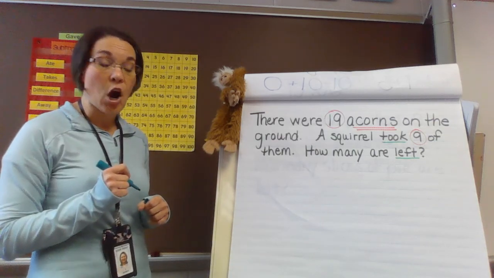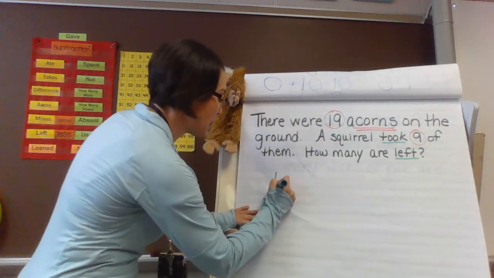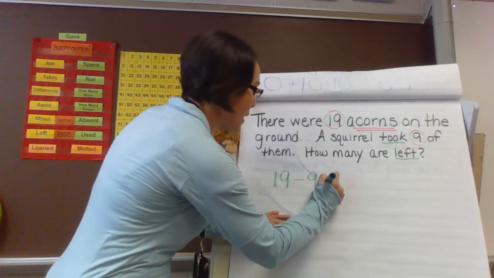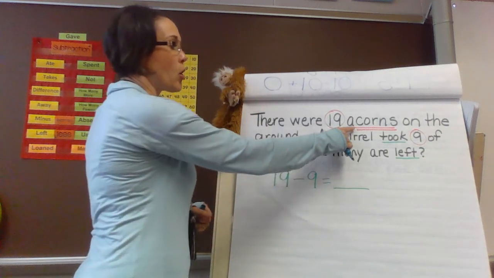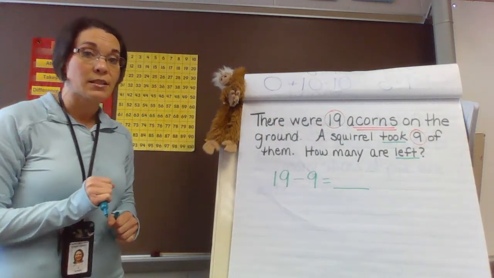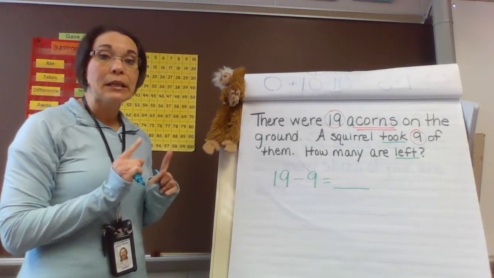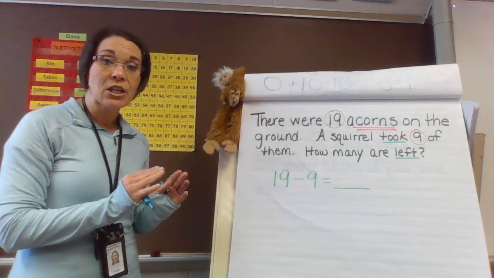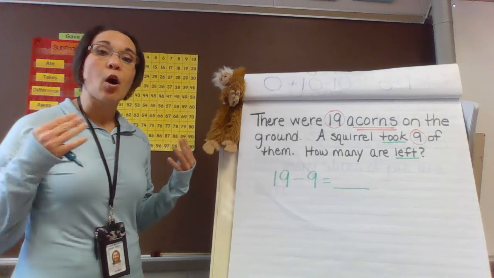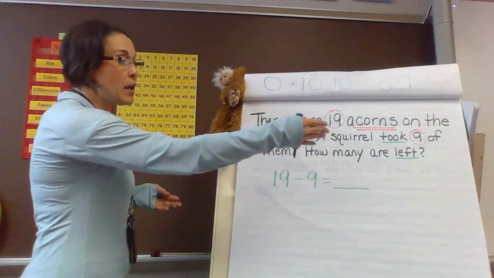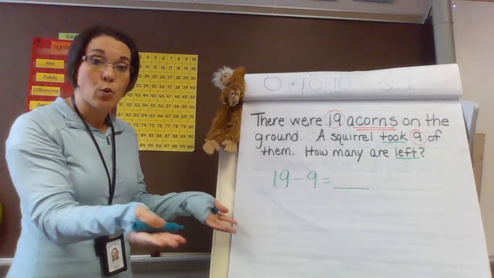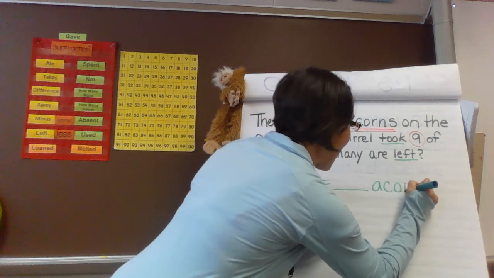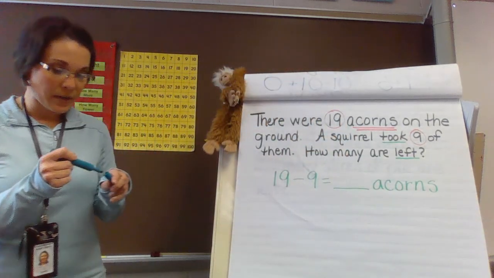So let's go ahead and make our number sentence. We're going to be starting with 19 because 19 is our bigger number. 19 minus 9 equals blank. Now notice how I also have the word acorns underlined twice. Remember, we are going to be making labels at the end of each number sentence. You're not only making a number as an answer, you're also making a label because that's all part of showing your work. So what is left? What should you be counting to see how many you have left of? Well, obviously, acorns. So we are going to put that at the end of this number sentence.